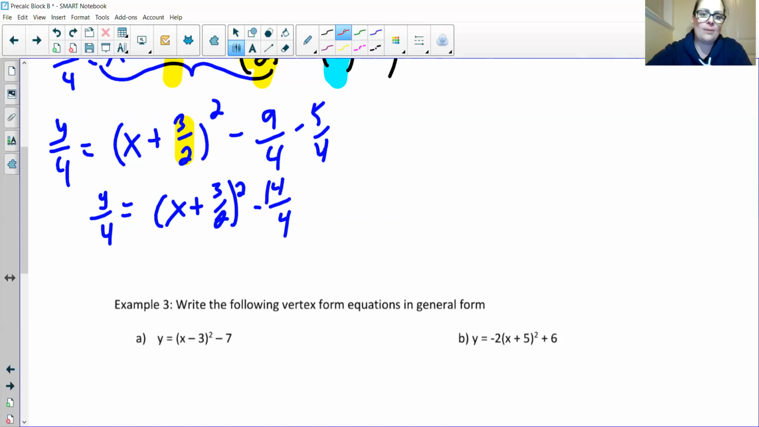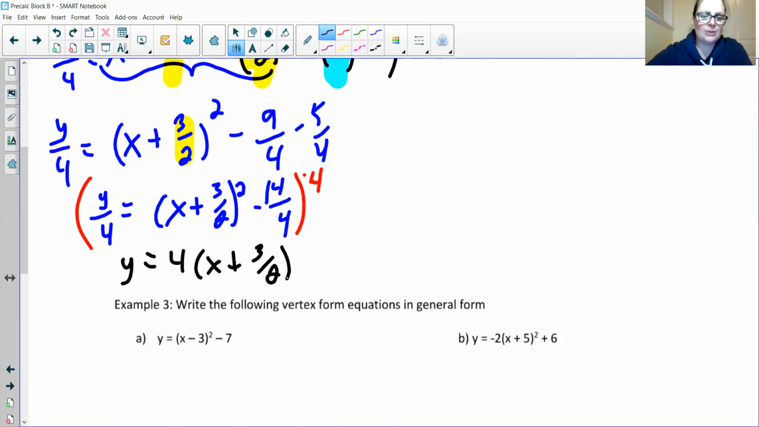Right? And now I'm going to multiply everything by the 4 to put the 4 back in the game. That's not to the power of 4, that's multiplying it by 4. And I get y equals 4x plus 3/2 squared minus 14.